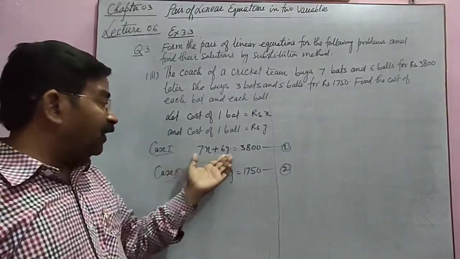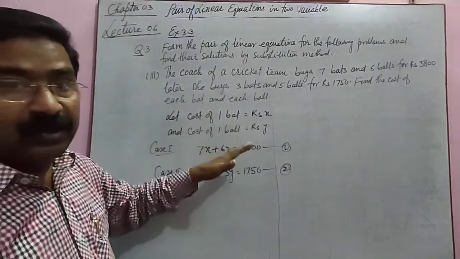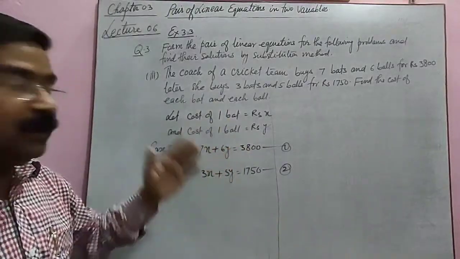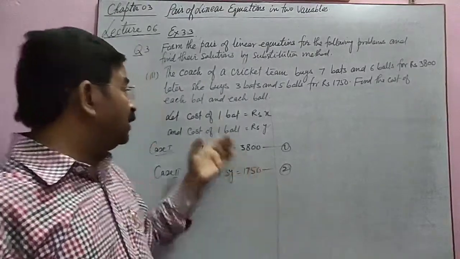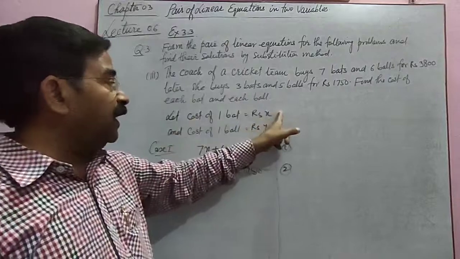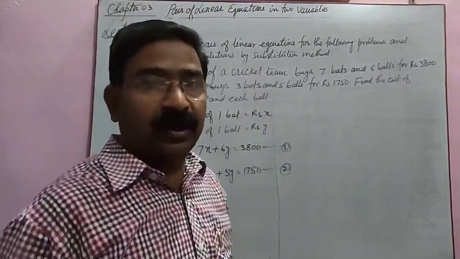In the same way, you have to solve these two equations by elimination. Get the value of x or y from any of the equations and substitute in the other equation to get the value of x and y. Whatever the values of x and y, that will be your answer. That is cost of 1 bat and cost of 1 ball. So you have to solve these questions yourself. Okay.